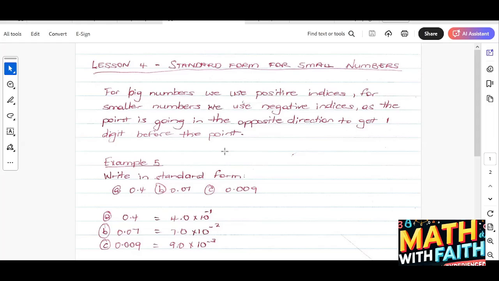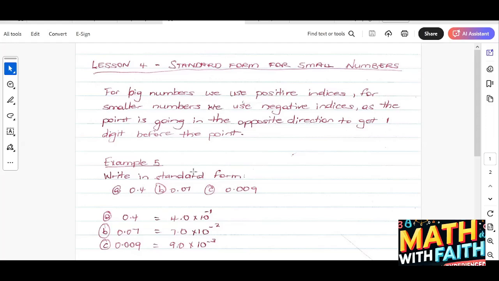Now, for small numbers, we have to move the point to the right. And there is where we are going to use negative indices, right? We're moving it to the right. So the number of places that we move it to the right would be the negative index that we are going to put there. So the point is going in the opposite direction this time to get one digit before the point. Of course, as usual, this is always best explained using an example.